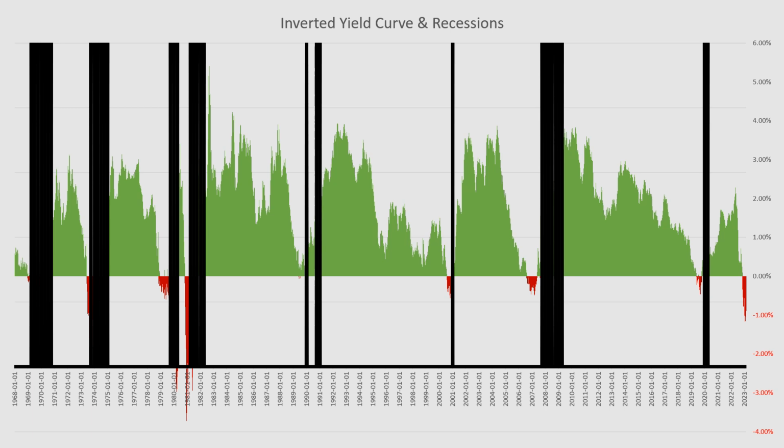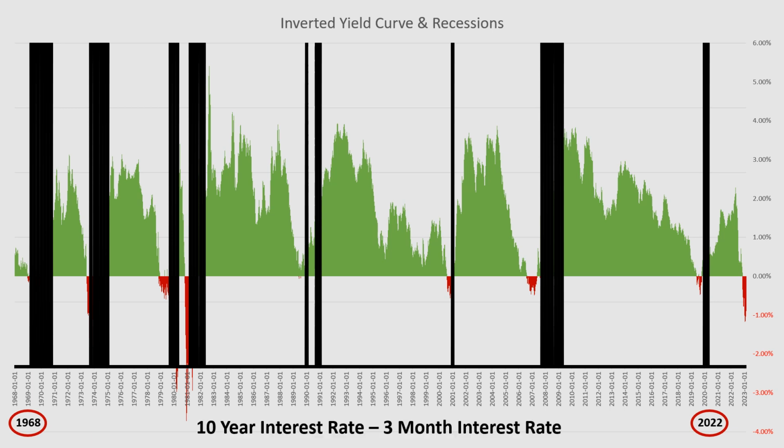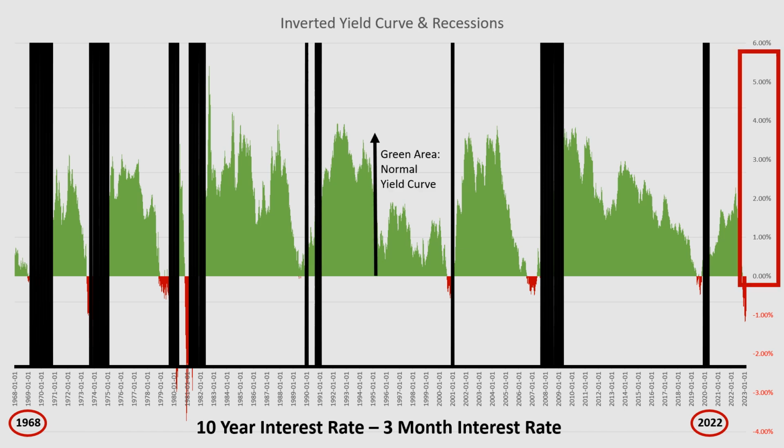Now this graph here goes from 1968 to 2022. And you can see why the inverted yield curve is believed to predict upcoming recessions. It shows the difference between the long-term 10-year interest rate on bonds minus the short-term 3-month interest rate. The shaded green area shows when the 10-year rate is greater than the 3-month rate, which is when a yield curve is normal. So 10-year minus 3-month is a positive number in the green section.